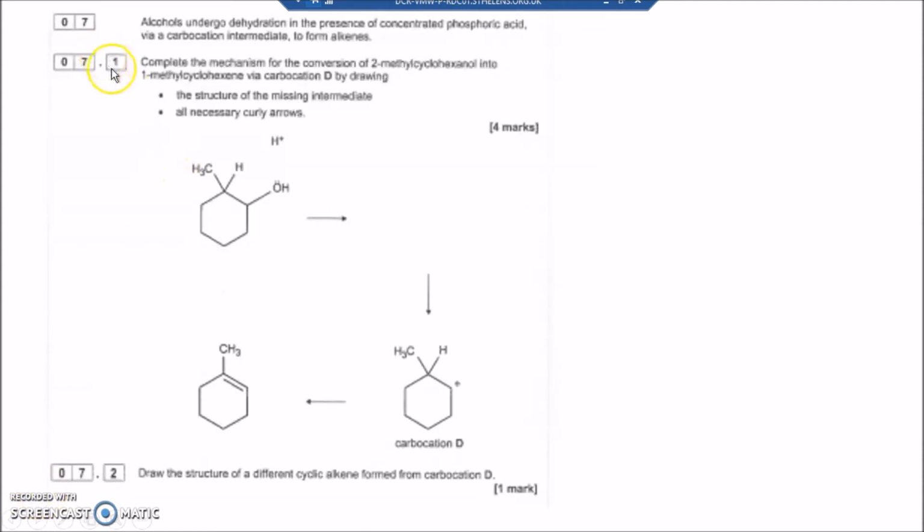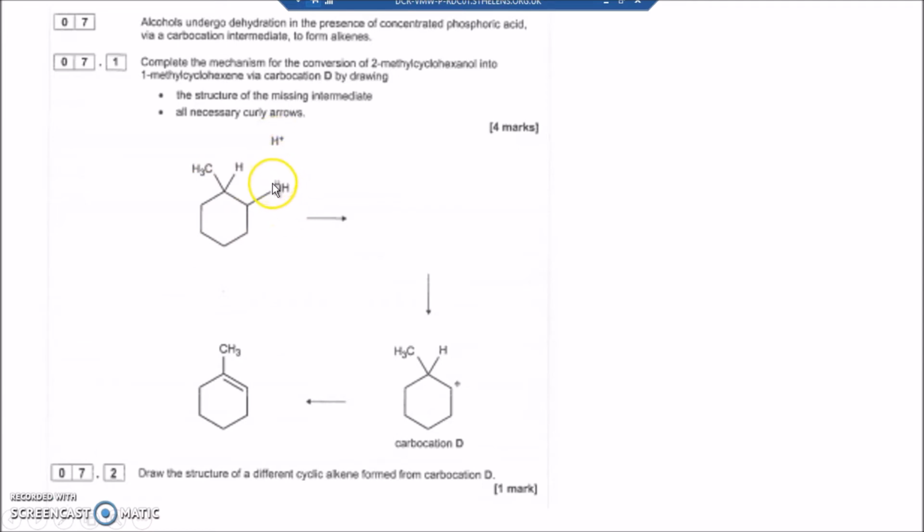Let's have a look at question 7, a difficult question here. We've got to fill in the rest of this mechanism. Let's have a look at this here. We've got a lone pair of electrons on an oxygen, and we've got an H+. There's a good chance that the arrow will go from the lone pair to the H+ and form a bond between the two. When it does so, the O and the H will bond, and make OH2.